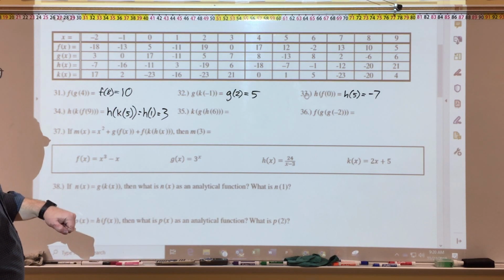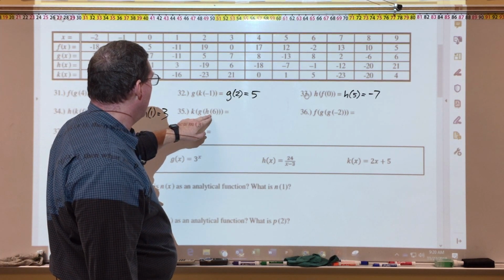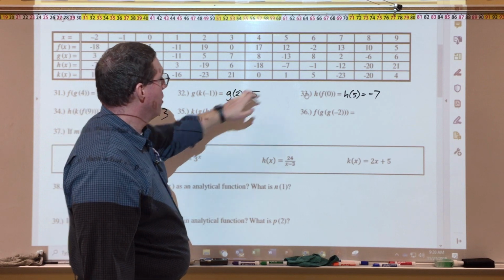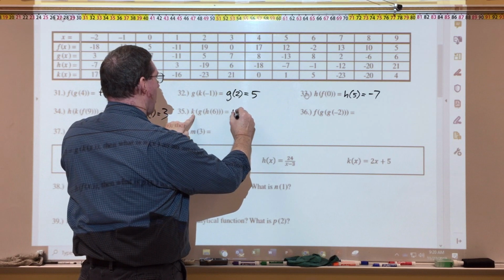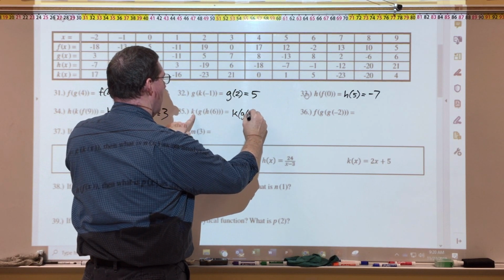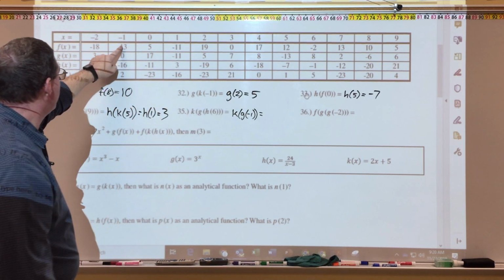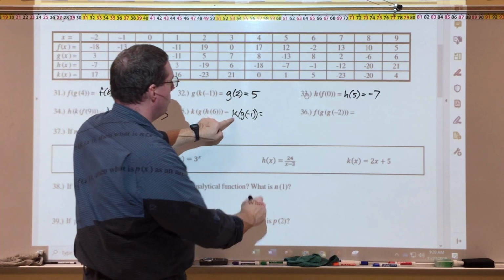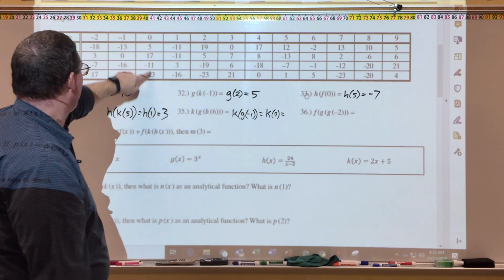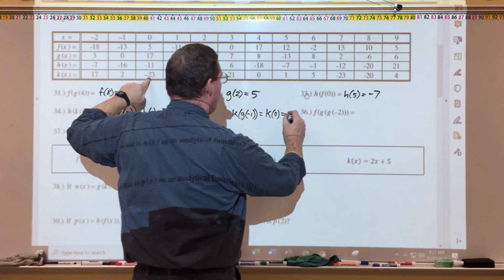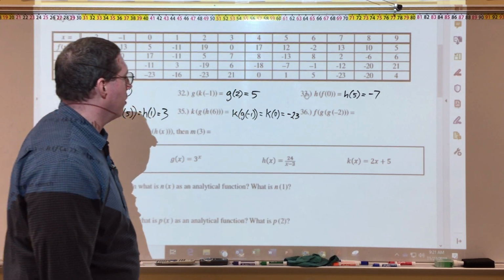35, k of g of h of 6. Well, let's find h of 6 first. 6 is here, h is the third row, -1. So now what we want is k of g of -1. G of -1, we're going to go to -1. G is the second row, that's 0. So we want k of 0. K of 0, the fourth row, is -23, and therefore the answer to question number 35 is -23.